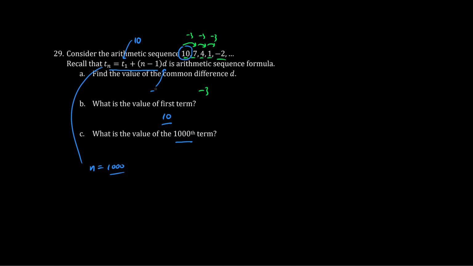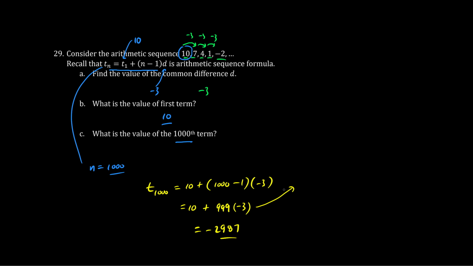It's given as -3. So using the formula, we have t1000 is equal to t1 plus (n minus 1) times d. So we have 10 plus 999 times -3. And the answer is -2987.